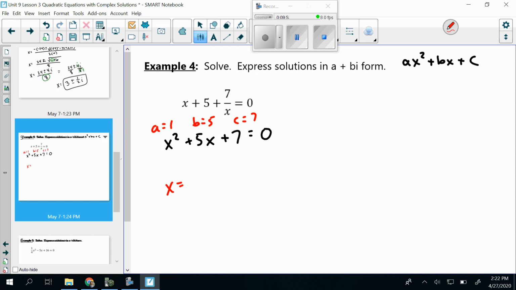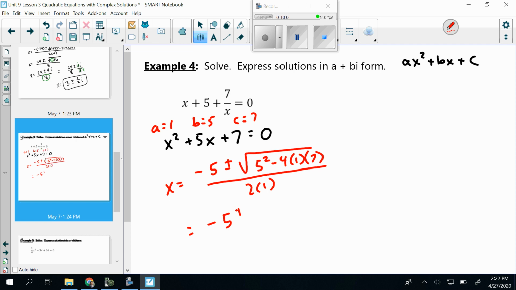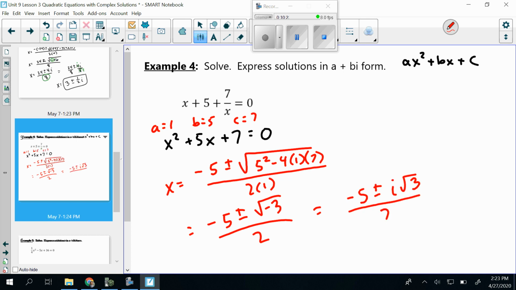You should get x equals the opposite of b plus or minus the square root of b squared minus 4 times a times c, all over 2a. That's going to give us negative 5 plus or minus, 2 on the bottom. On top we get 25 minus 28, which is negative 3. Taking that out, it's going to be negative 5 plus or minus i square root of 3, over 2.